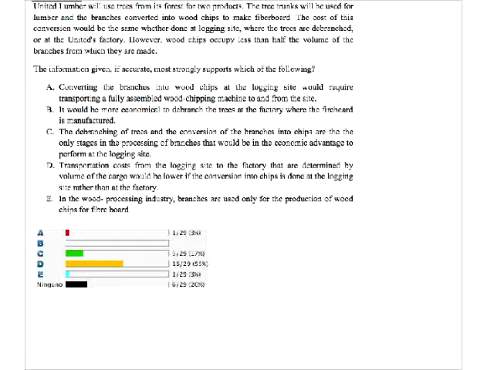So United Lumber will use trees from its forest for two products. The trunks will be used for lumber, and the branches will be converted into wood chips to make fiberboard. The cost of this conversion will be the same, whether it was done at the logging site or at United's factory. However, wood chips occupy less than half of the volume of the branches.